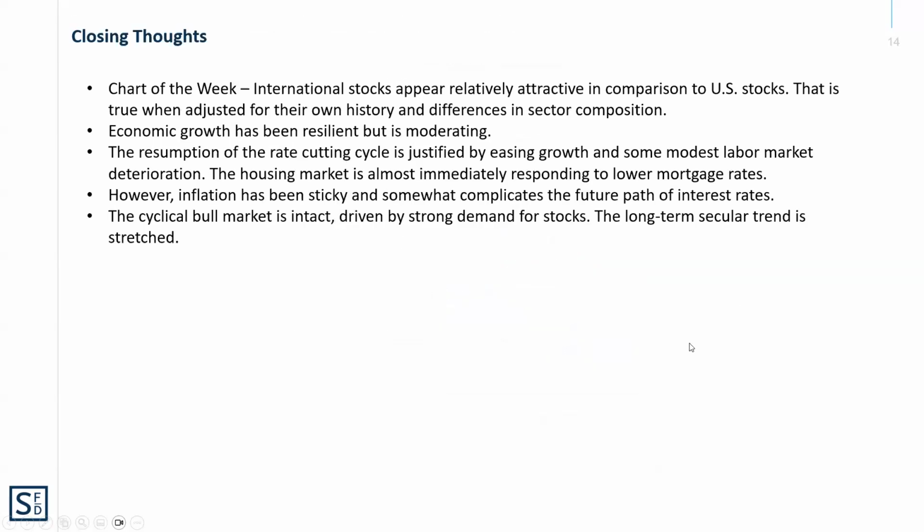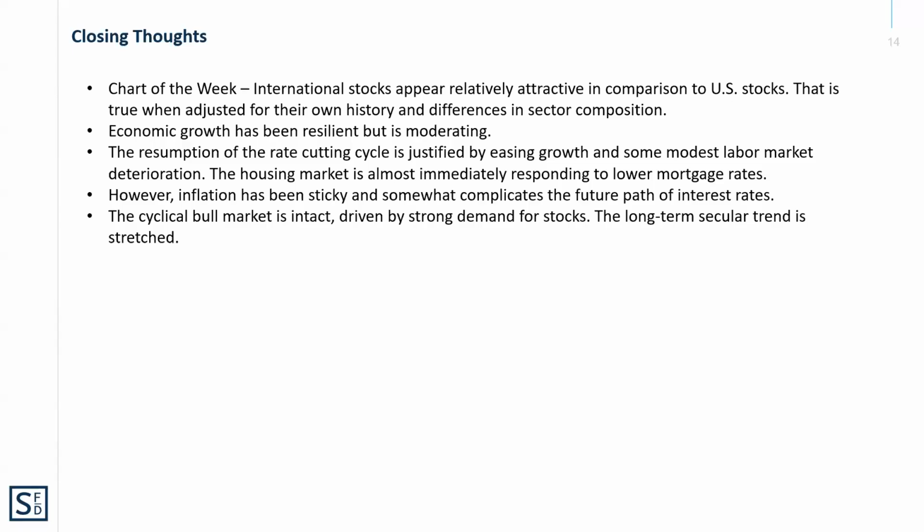So that's what we have, our closing thoughts for the week. When we look at our chart of the week, international stocks do appear relatively attractive even after this strong run that they've had so far this year in comparison to US stocks. And that is true when you adjust for their own market history and then also differences in sector composition. Now, economic growth has been resilient, but it is moderating, and we expect some softer but still positive economic growth over the next quarter or two.